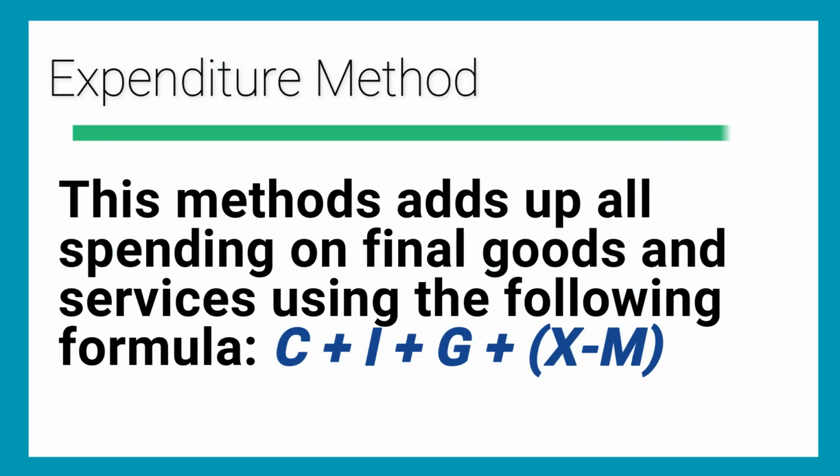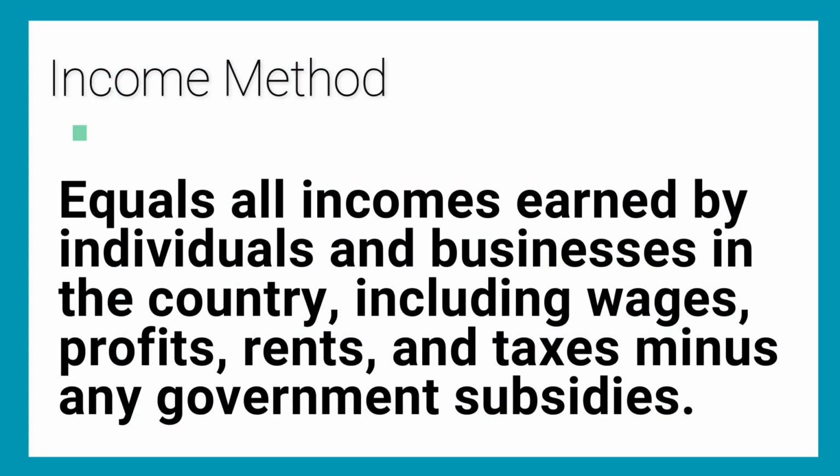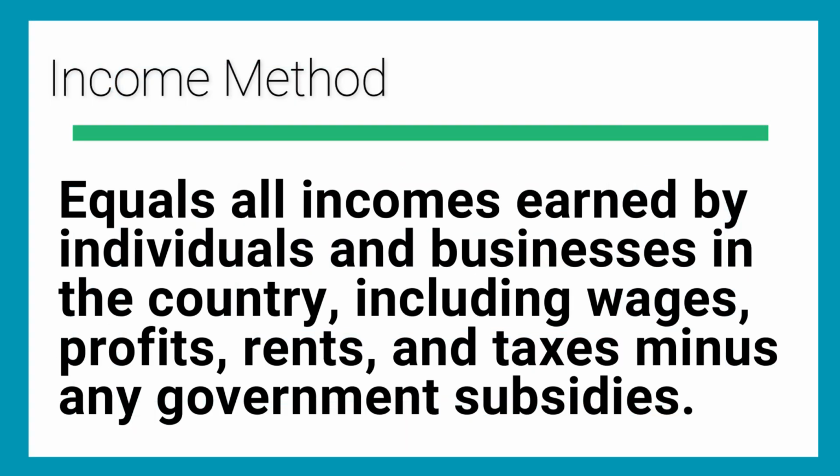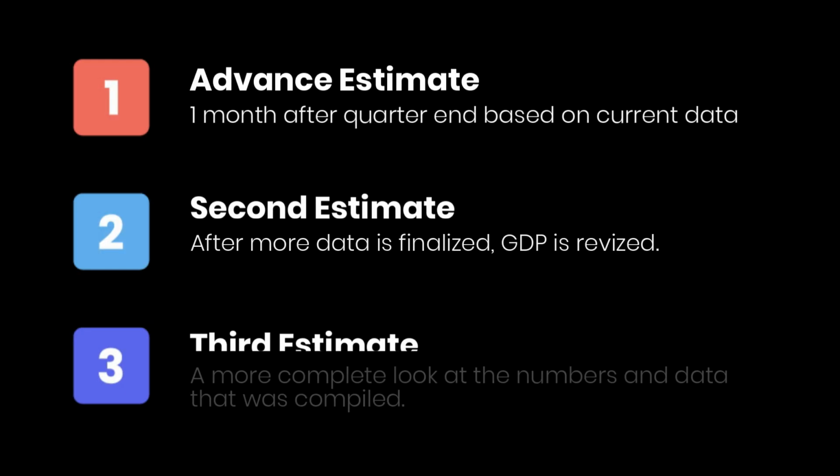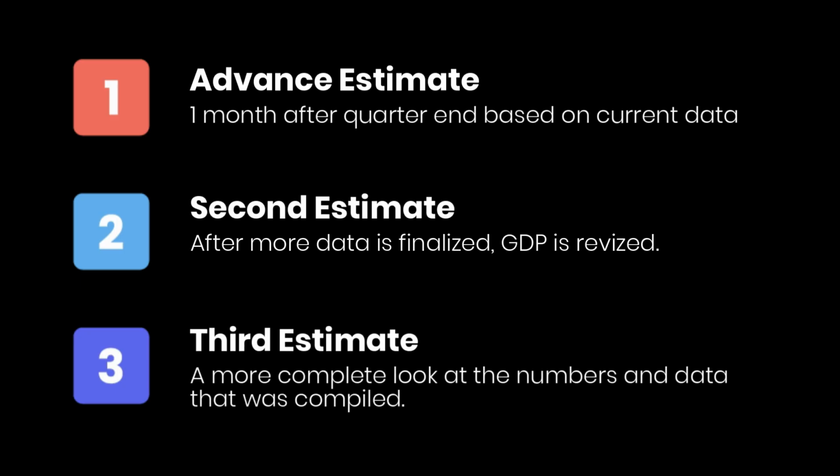The BEA primarily uses the expenditure method to track GDP, but uses other methods to validate accuracy, like the income method. The BEA calculates quarterly and annual GDP figures for the United States. They release 3 versions of each quarterly GDP report. They have an advanced estimate, which is about 1 month after the quarter ends. They revise that estimate with a second estimate once they've gathered more data. And then finally, they have a third estimate that has a more complete version for that quarter.